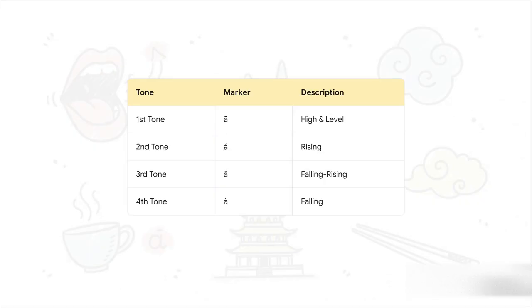The first tone is high and flat, kind of like you're holding a note, ma. The second tone rises up, like you're asking a question, ma. The third tone dips down and then comes back up, ma. And the fourth tone is a sharp, quick fall, like you're giving a command, ma. Listen to that, ma, ma, ma, ma. Same letters, but those are 4 totally different sounds with 4 totally different meanings.